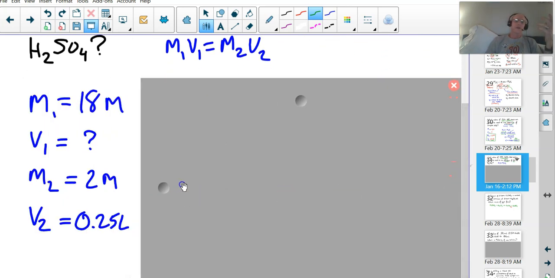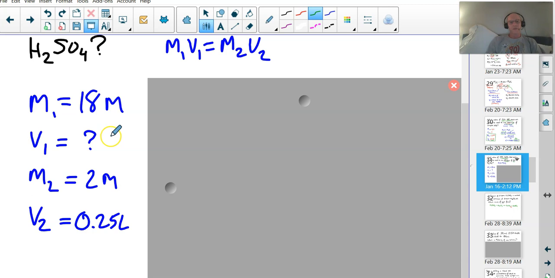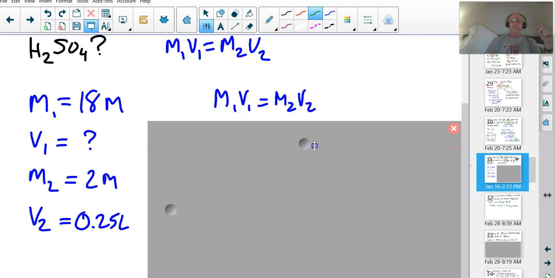So once again, I love to write my variables out. So let me show that. M1, the initial molarity, is 18 molar. V1 is what we don't know, what volume of that. What we want to end up with is M2, V2: 0.2 molar solution, 250 mils of that. All right, so plug and chug, right?